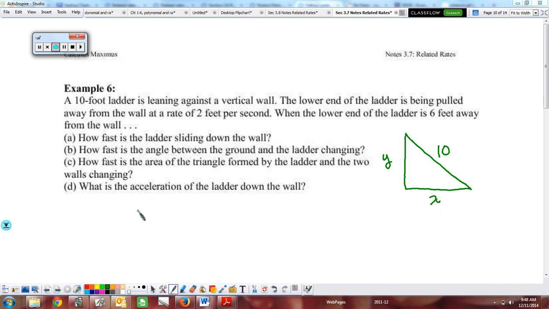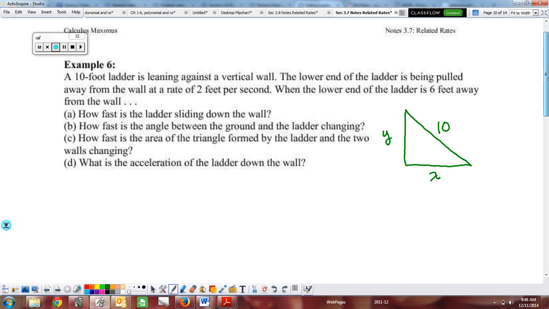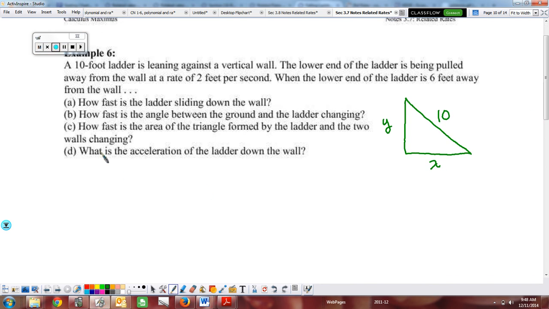All right, so now we're looking at part D and kind of seeing what's going on with this one. What new interesting thing have we added? Part D is asking you for the acceleration of the ladder down the wall. And you might be tempted to be like, well, what are they asking me to do here? But you have to remember, acceleration is a rate. It is the rate of a rate. It is a second derivative.